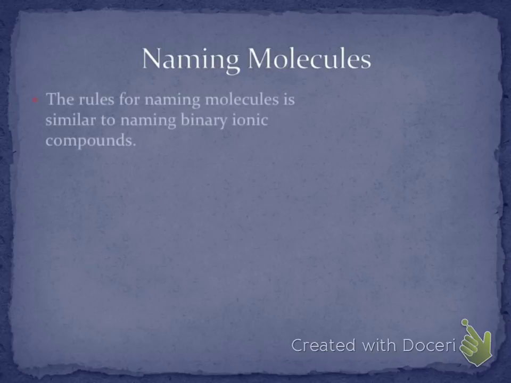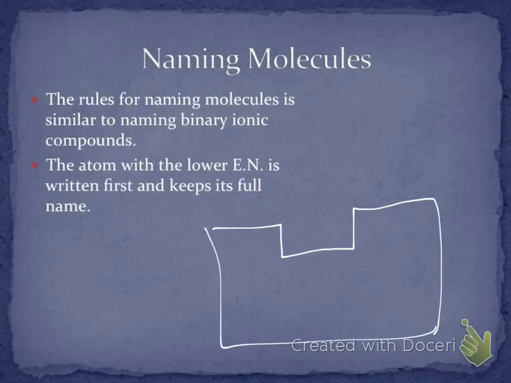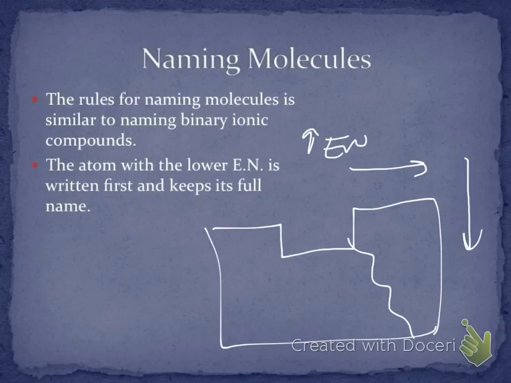So the naming is very, very similar to naming binary ionic compounds, but instead of looking at a metal and a nonmetal, again, we have two nonmetals. So which one goes first? We're going to have to, again, look at periodic table position, and we're going to choose the nonmetal with the lower electronegativity. So remember, as you travel to the right, electronegativity increases. As you travel down a group, electronegativity decreases.